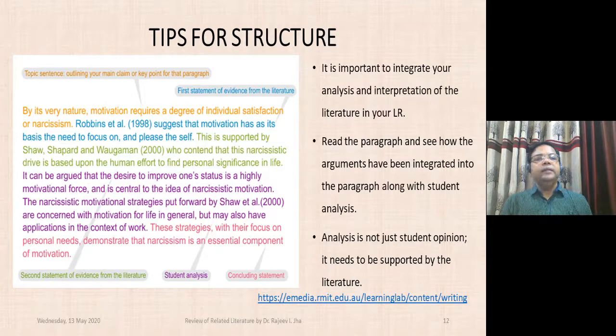Then we find in the green a second statement of evidence from the literature. Then we have in the pink the student analysis, and this is the most important part of writing a review of related literature. A very important part of the structure. And the last is the concluding statement, wherein the focus is once again specified for that particular paragraph.